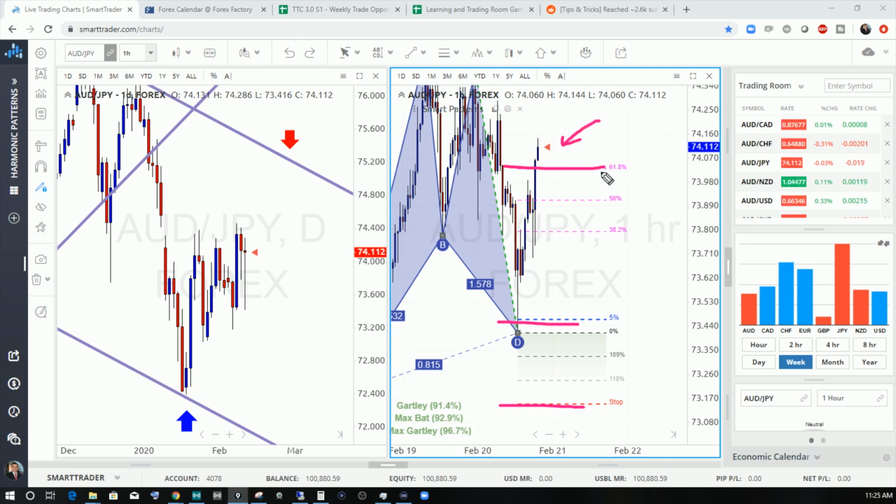All right. So we're going to look for these opportunities. Once price gets to those levels, we are going to anticipate a buy option and then look for targets and profits. Right? Targets and profits. All right.